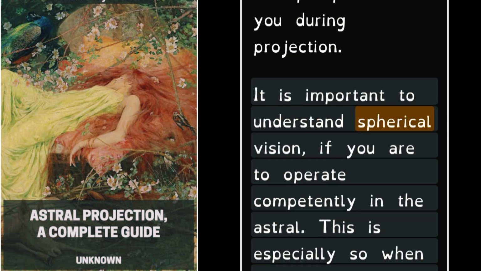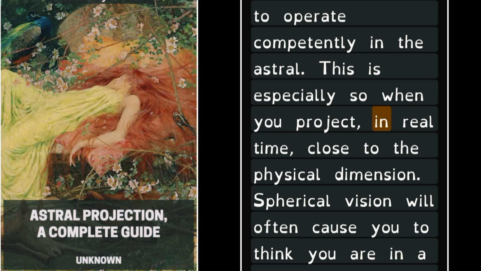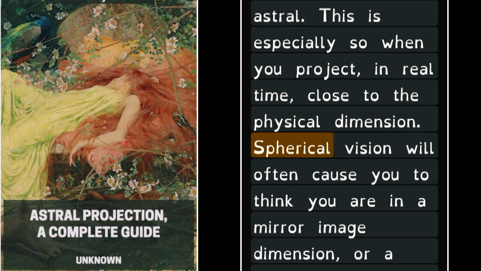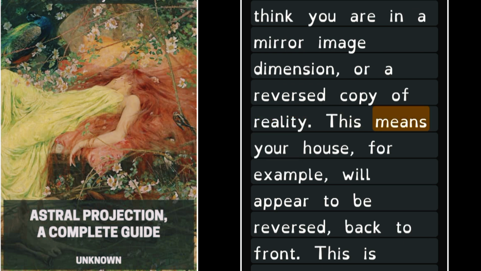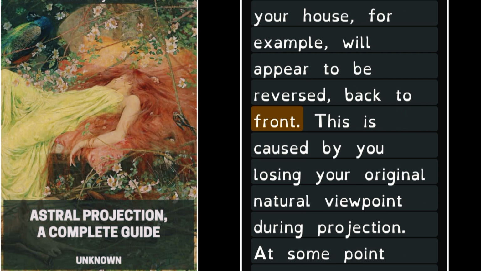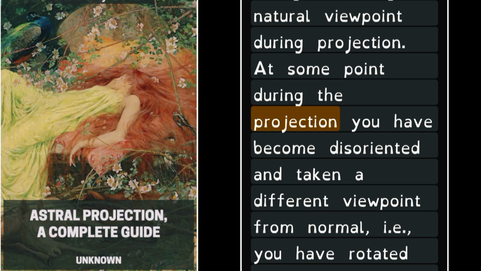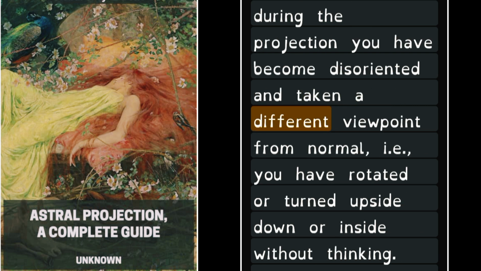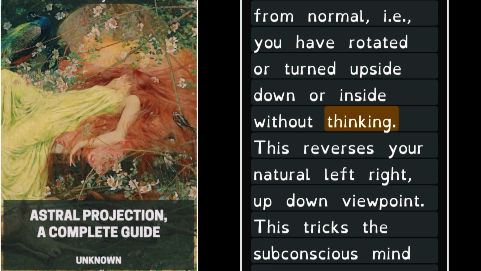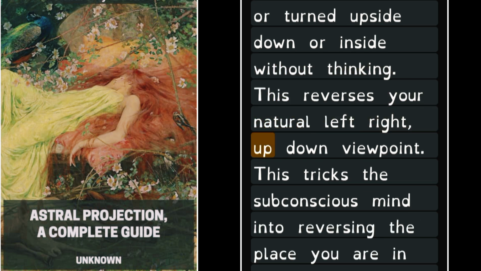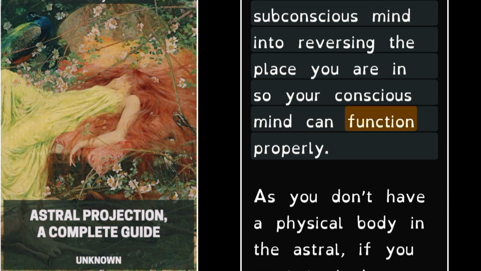It is important to understand spherical vision if you are to operate competently in the astral. This is especially so when you project in real time, close to the physical dimension. Spherical vision will often cause you to think you are in a mirror image dimension or a reversed copy of reality. This means your house, for example, will appear to be reversed, back to front. This is caused by you losing your original natural viewpoint during projection. At some point during the projection, you have become disoriented and taken a different viewpoint from normal. That is, you have rotated or turned upside down or inside out without thinking. This reverses your natural left-right, up-down viewpoint. This tricks the subconscious mind into reversing the place you are in, so your conscious mind can function properly.